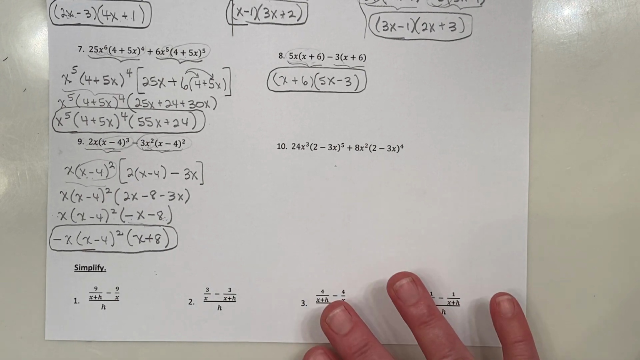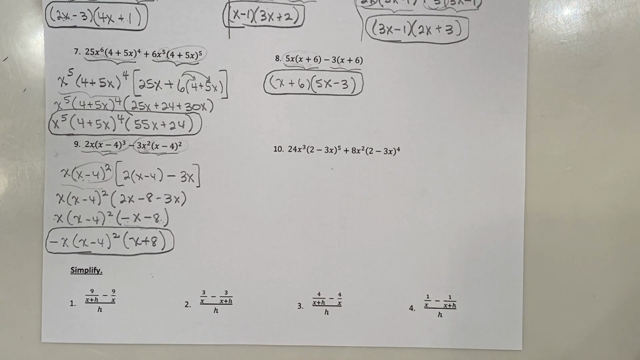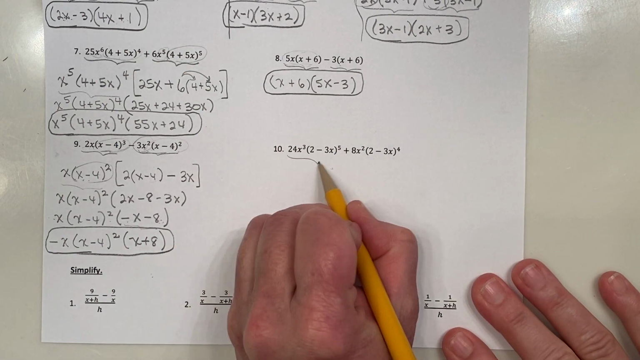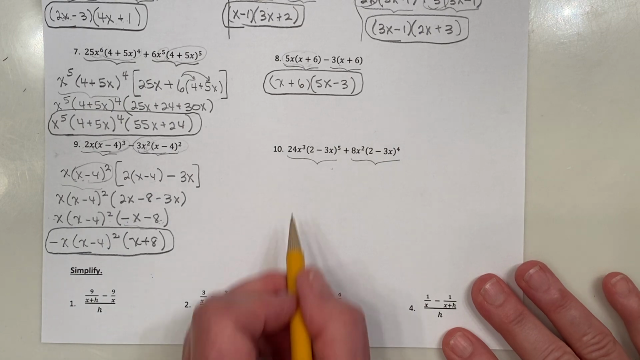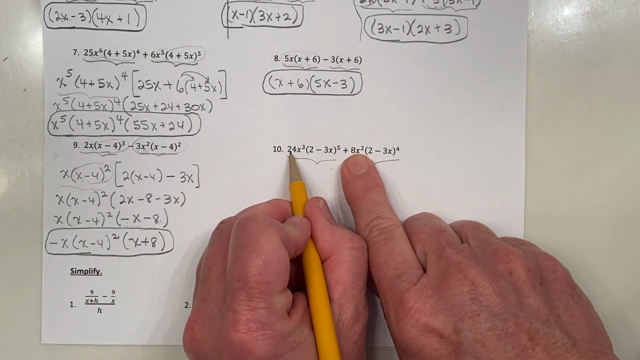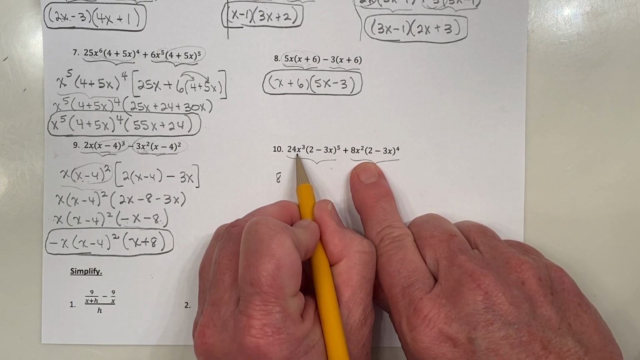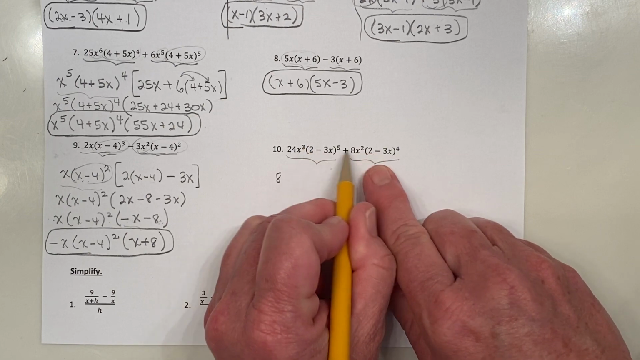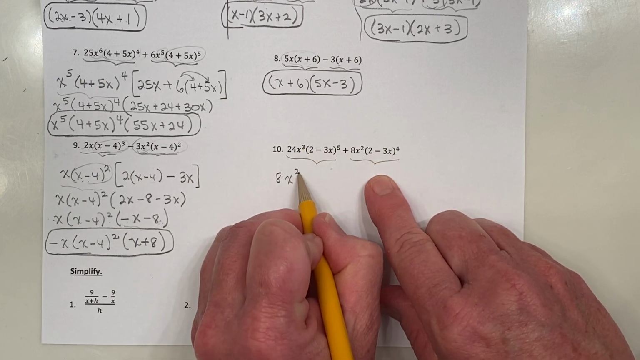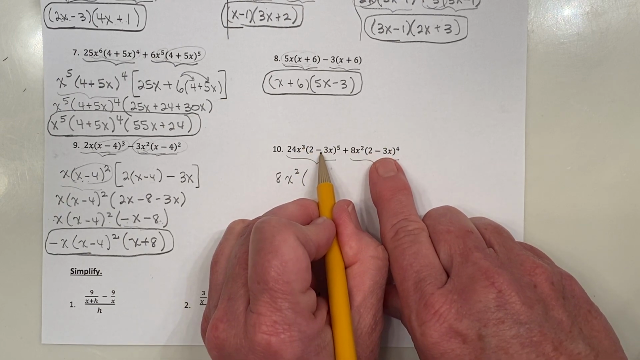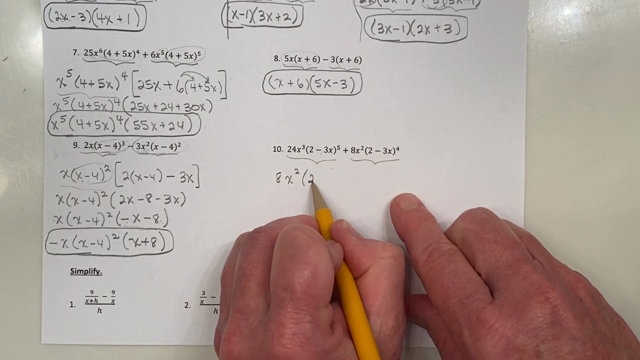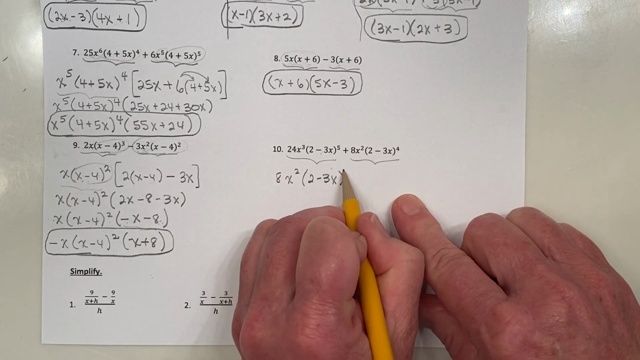All right, one last one to factor. See if you can do it. Turn off the video and then come back and check your work. All right, we have two terms. 24 and 8 share a common factor of 8. X cubed and x squared share a factor of x squared. And I have at least 4 parentheses of (2 minus 3x) in each of the two terms.